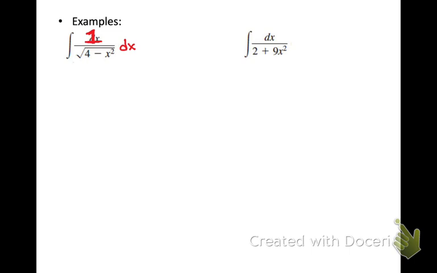I'm going to do this on my own and see if I can do it. Identify which rule you think it is: arc sine, arc tangent, or arc secant. And then identify your u squared and your a squared to find your u and your a.